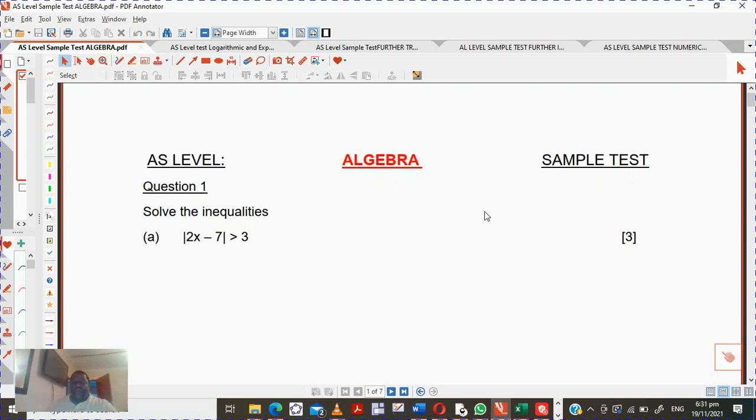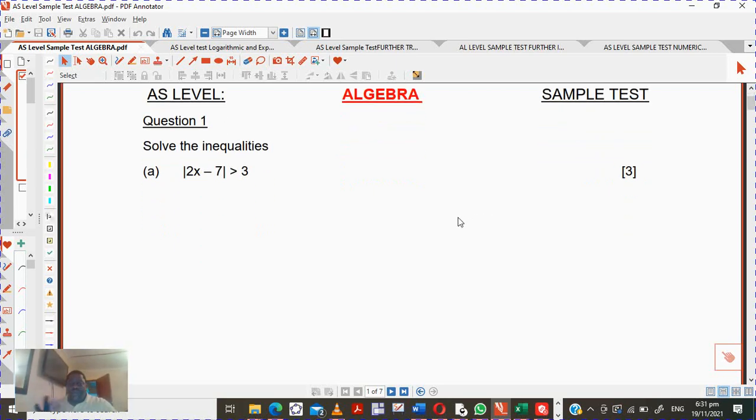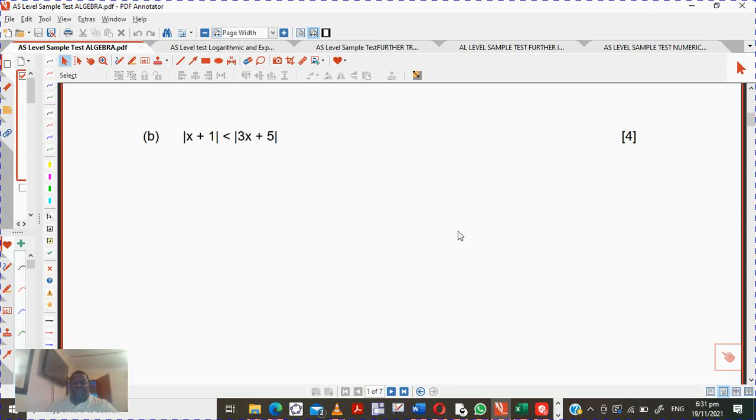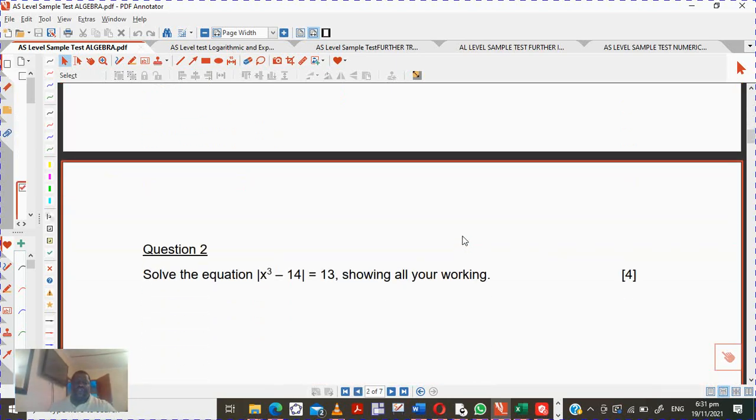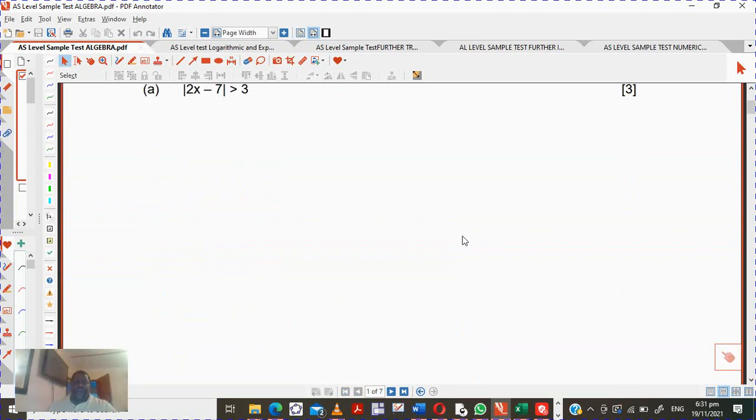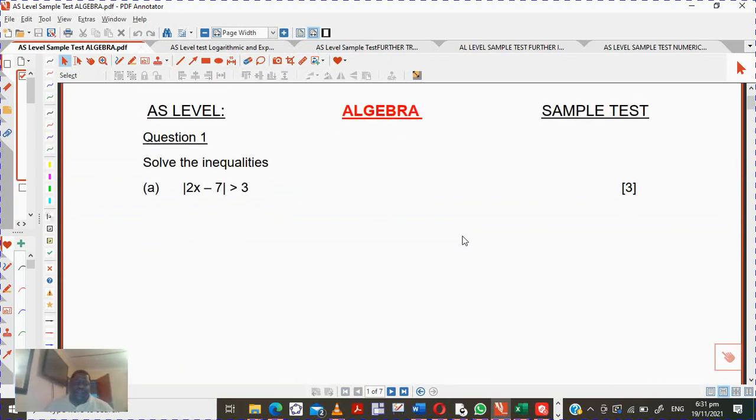You should be familiar with absolute values. Remember, this is just to guide you and assist you with your revision, so to speak. I have a few questions here, and we're going to try to solve these types of questions together. Do pause the video, and then you may try to solve the questions. The first one here says solve the inequality.